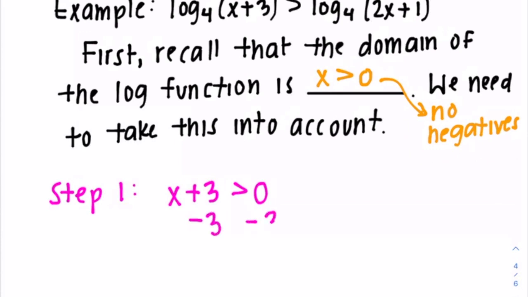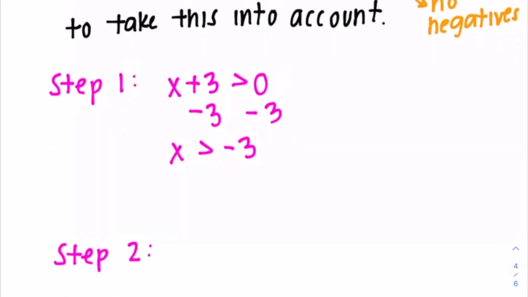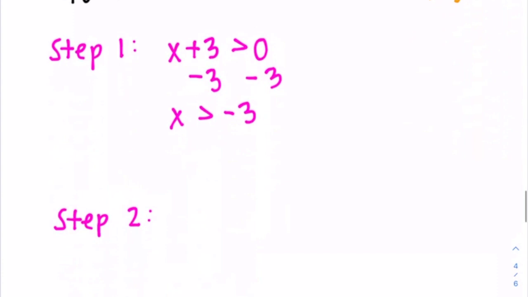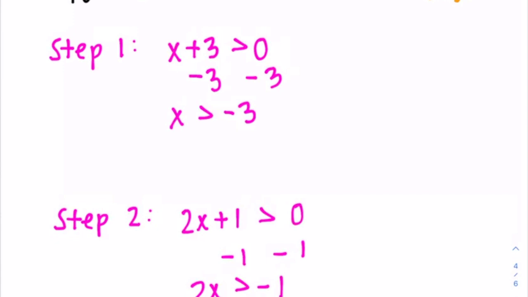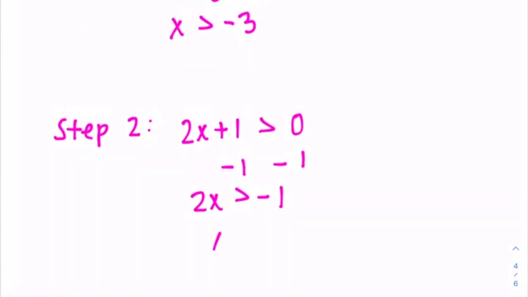When we solve for x, we get x is greater than negative 3. We can't do anything with this yet, so we're going to move on to step 2. For step 2, we want to take the other argument and set that greater than 0 as well. So 2x plus 1 is greater than 0. And when we solve for x, we get x is greater than negative 1/2.